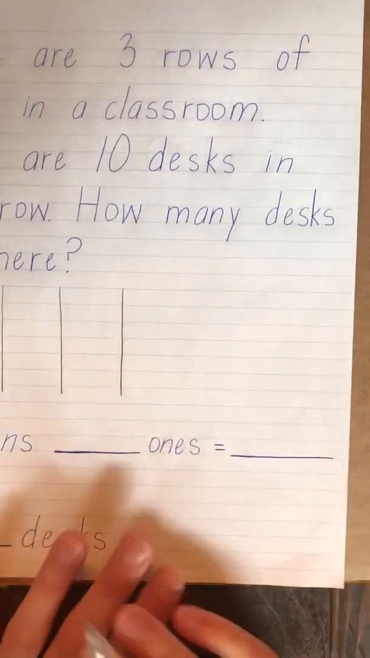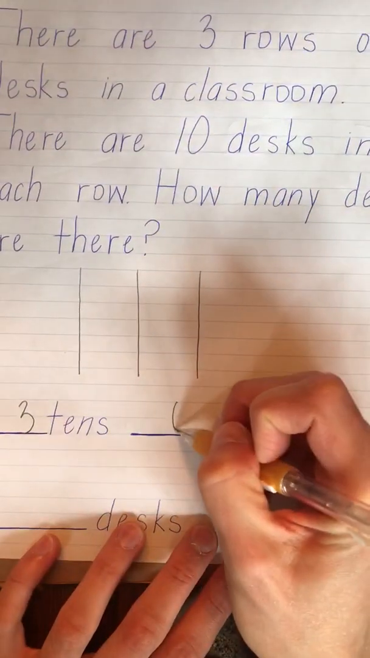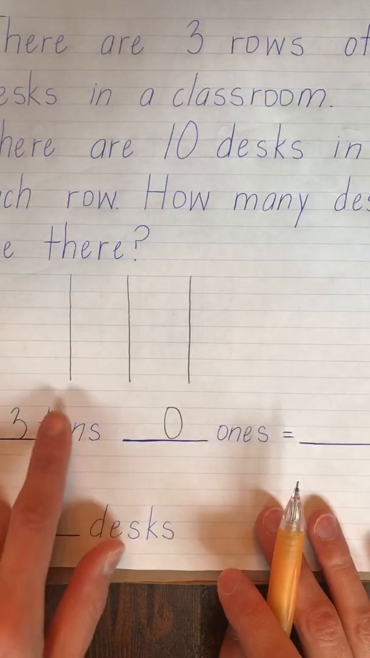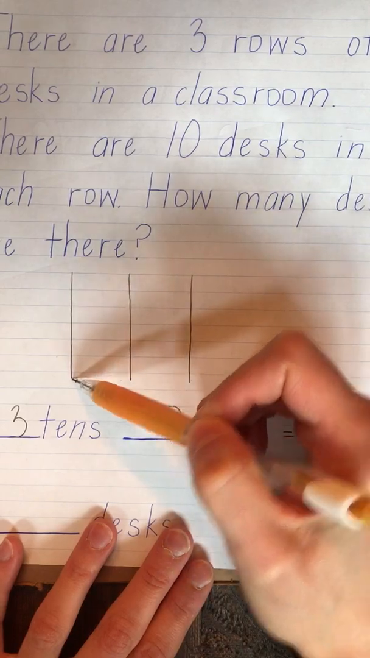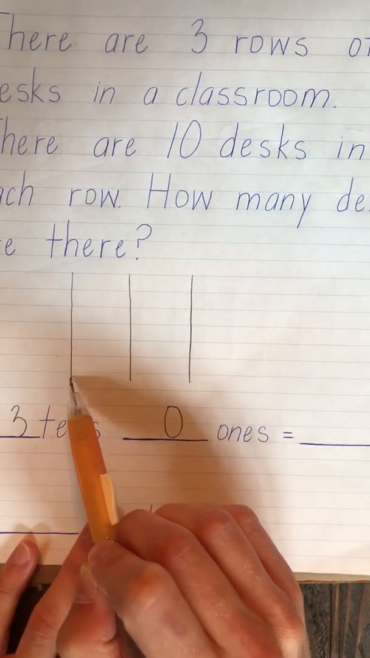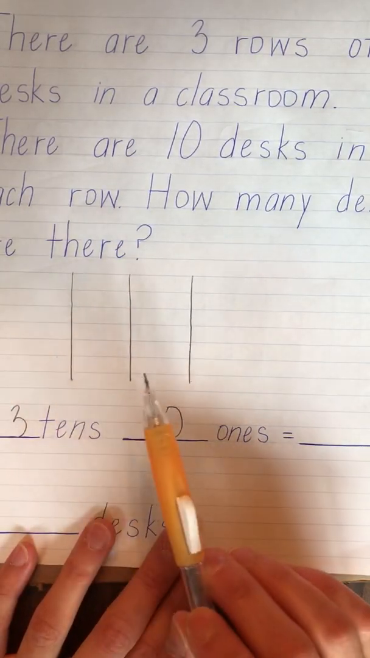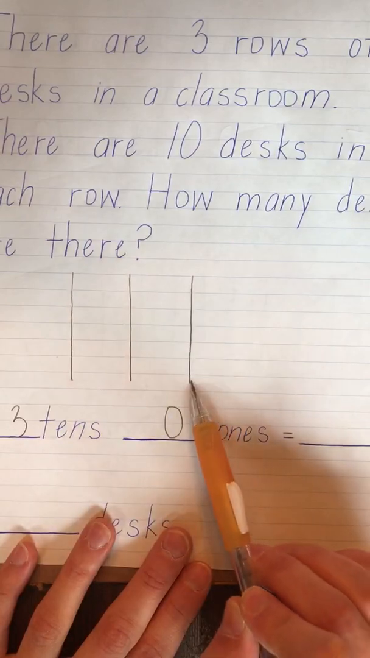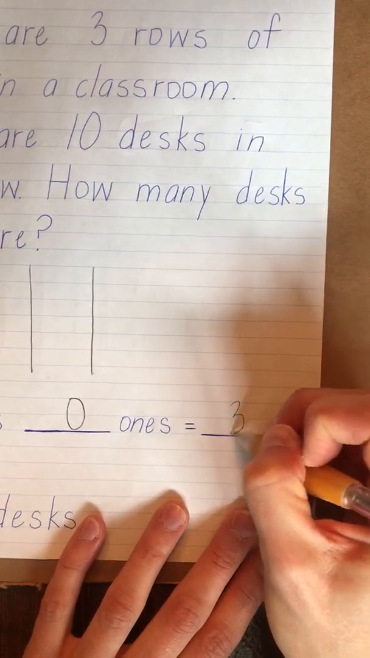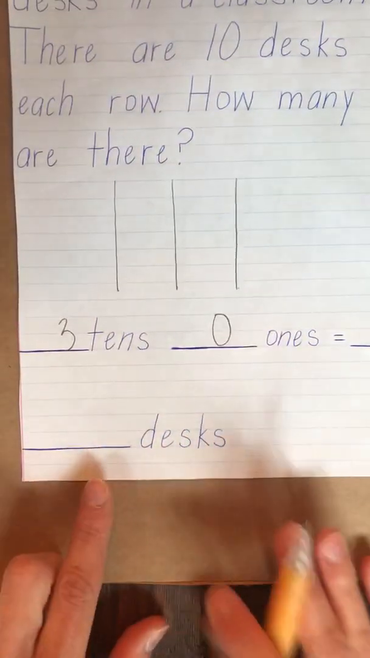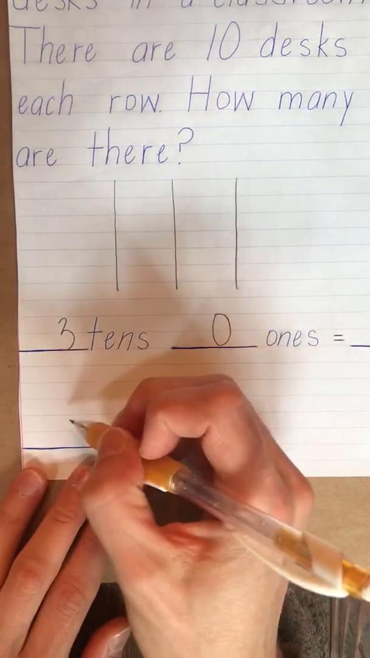And did we use any 1s today? No, that's right, we didn't. So we have 0 1s. Do you remember how to count up your 3 10s? Remember, each of these 10s is worth 10. It's equal to 10. So we need to count up by 10s. 10, 20, 30. That's right, 30. 3 10s is equal to 30. So, how many desks do we have? 30 desks. That's right. Great job.